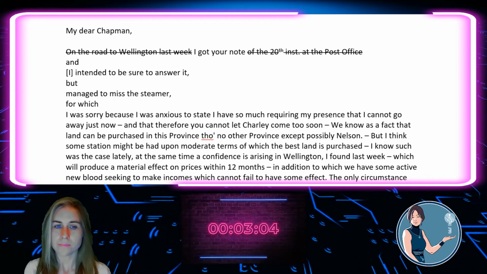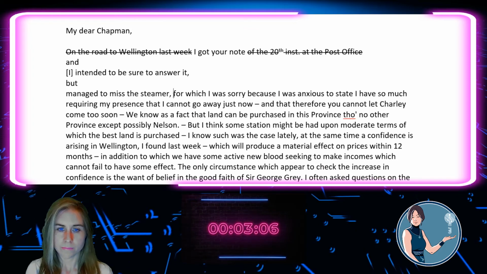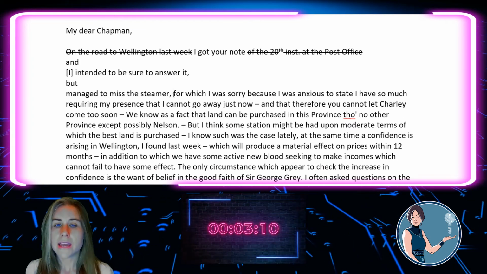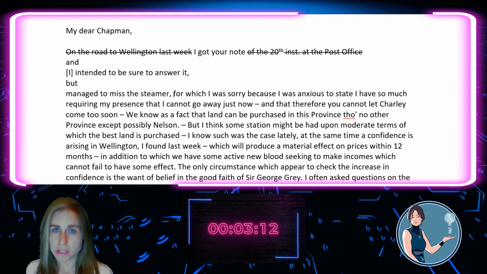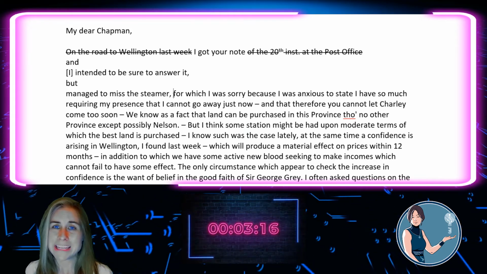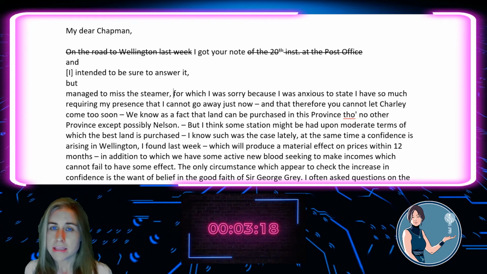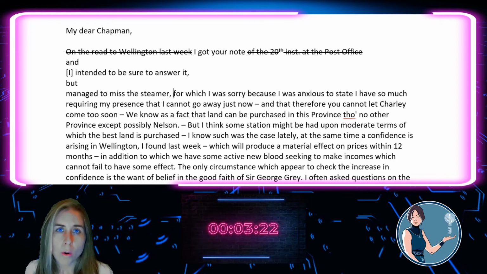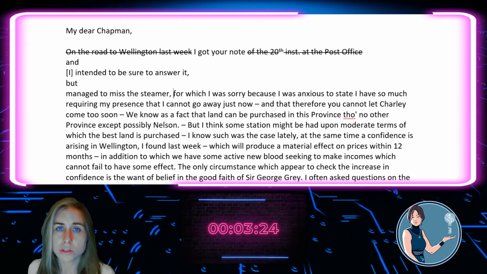Okay. Now, "for which" is a special phrase that indicates that it's going to be followed by a dependent clause. This information, "I managed to miss the steamer," he's giving more information about it, "for which I was sorry."